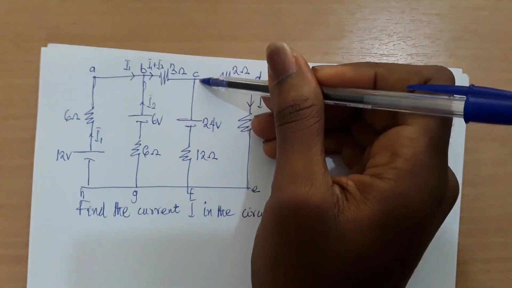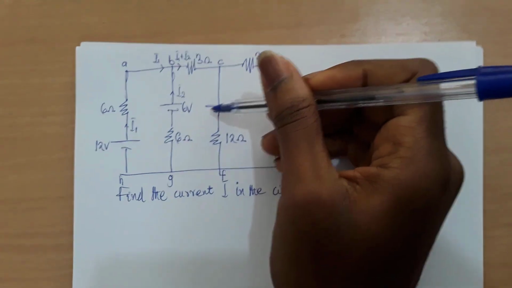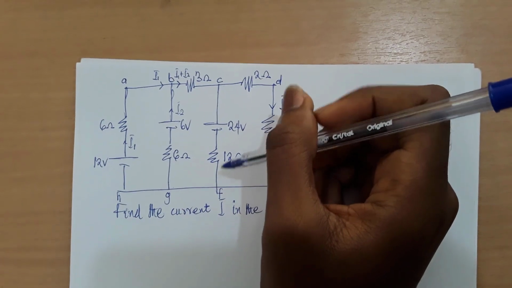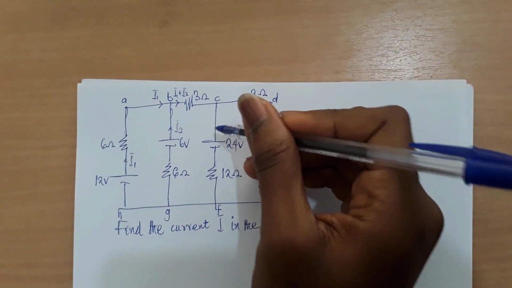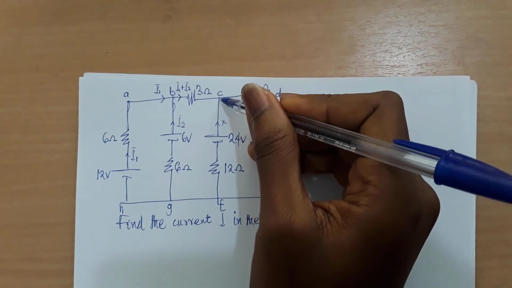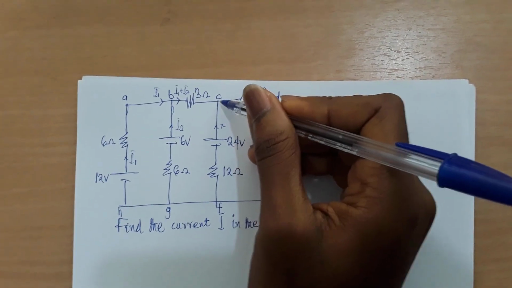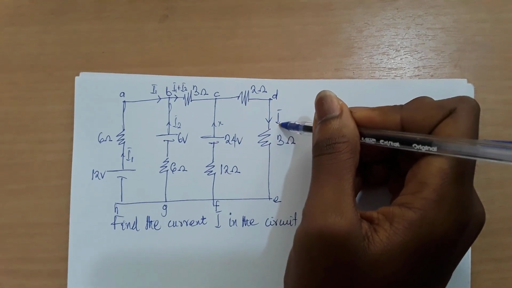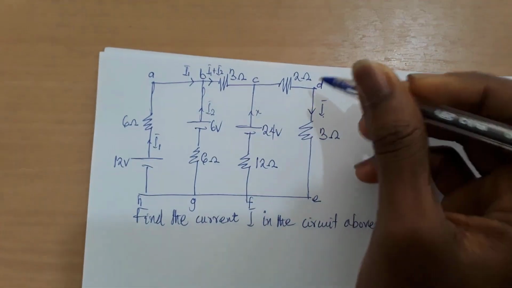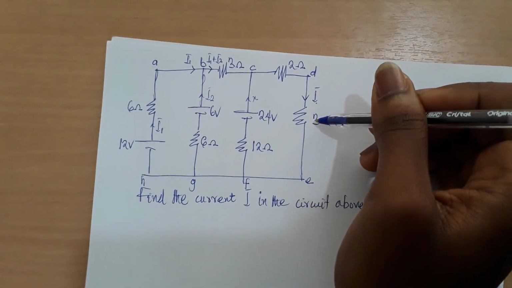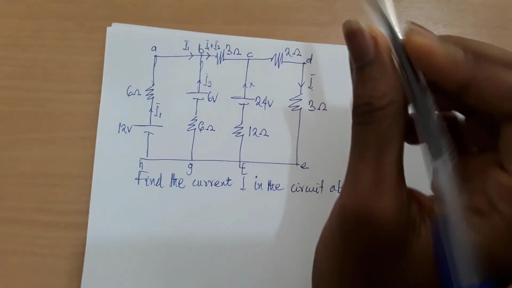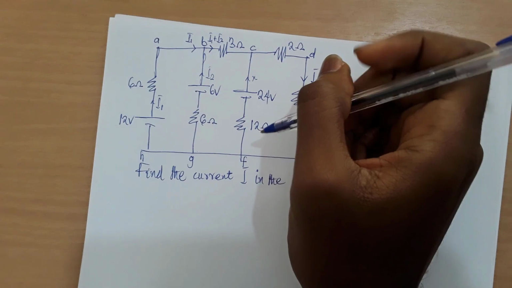Now between branch C and F, we have a 24 volt voltage source in series with a 12 ohm resistor. So we can name this current, let's say, X. We know the current that will be leaving junction C is I, because I is assigned to the path C, D, and E. The 2 ohm and 3 ohm resistors are in series, so I is what will also traverse the 2 ohm resistor. So let us find X.